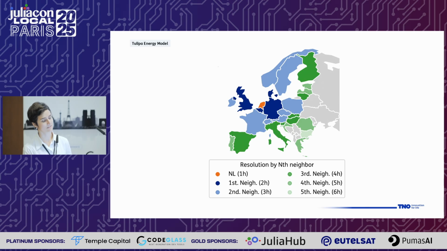So for instance, rather than having, say, hourly resolution for all of Europe, you have hourly resolution in your country of interest, for us, the Netherlands, 2-hourly resolution for all of its neighbors, and 3 and 4 and 5 out from there. This will introduce quite a lot of error for your solution in Portugal, but you're not looking at Portugal, you're looking at the Netherlands.